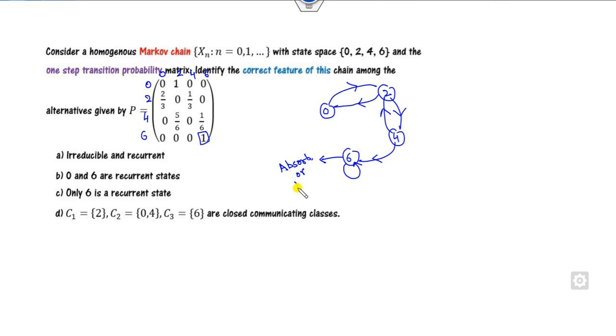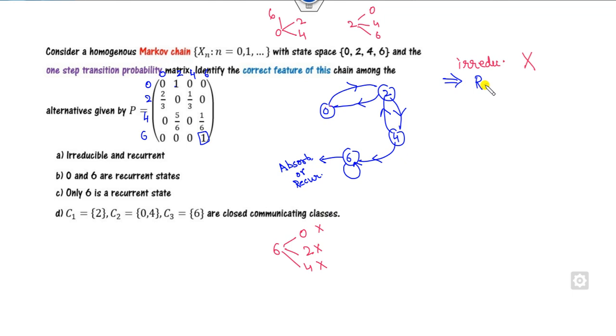Fine. Now, firstly, we will check whether it's irreducible or not. Is it possible to start from 0 and reach the 2, 4 or 6 position? 0 to 2 possible, 0 to 4 possible, 0 to 6 is also possible. From 2 to 0, 4 and 6 possible. Similarly, 4 to 0, 4 to 2 possible, but from 6, look at that, it is not possible. Is it possible to go from 2, 4, 6 to 0? Not possible, not possible, not possible. Is it irreducible? No. So what is the meaning of that? This Markov chain is a reducible Markov chain.